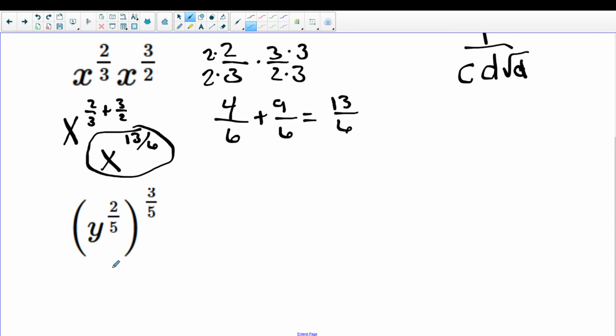And then the last one here, here we have a power raised to another power. So when we do this, we multiply these together, right? This is y to the 2/5 to the 3/5 power. So it's y to the 2/5 multiplied together 3/5 times. So we're going to multiply these. So this is y to the 2/5 times 3/5. And 2/5 times 3/5, we just multiply straight across. This is y to the 6 over 25.